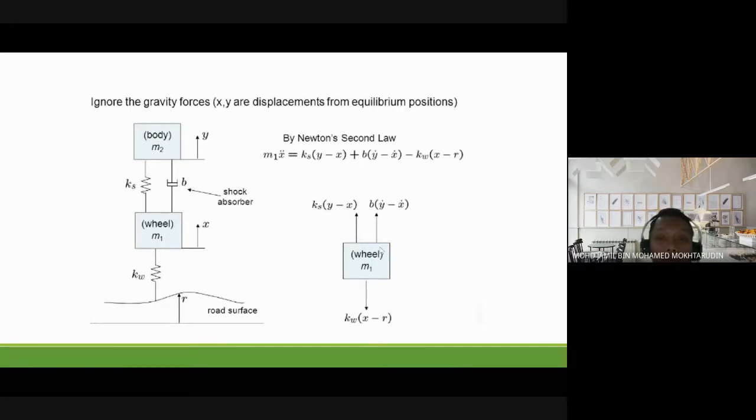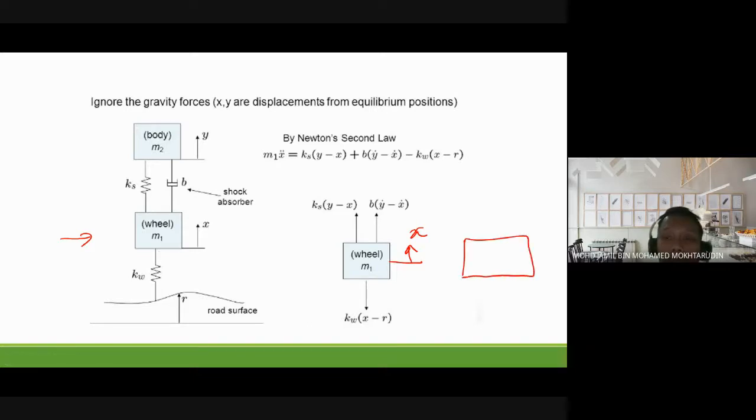So if you look at the first free body diagram for M1. Okay, so look at M1. So on M1, the position X is assumed to move upward. Okay, so on M1 we have spring KW, we have spring KS, and also we have shock absorber or damper B. So let's look at KW. So KW will produce force that is acting downward.